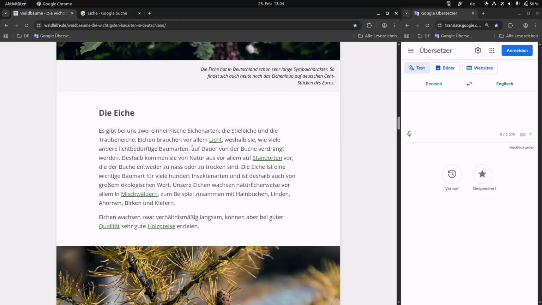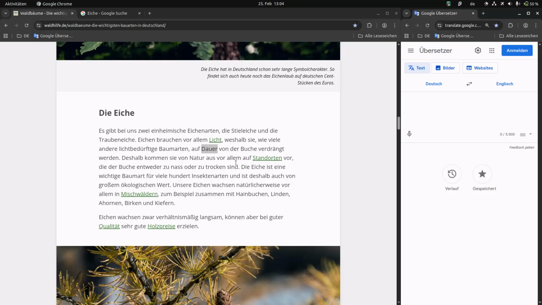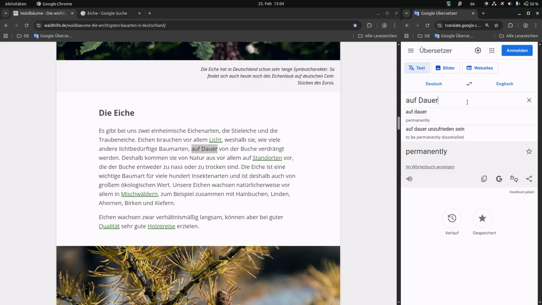Auf Dauer. Dauer means duration, basically. Length of time, duration, period. And auf Dauer means with the passing of time, basically. Or permanently, it can also be permanently. But in this case, it just means with the passing of time, or as time goes by.